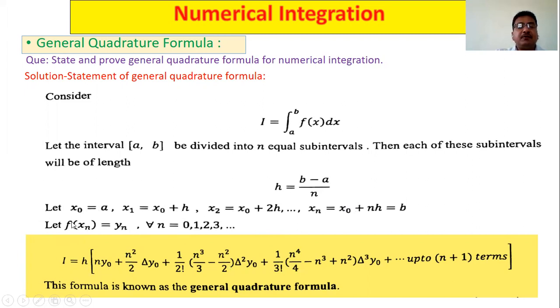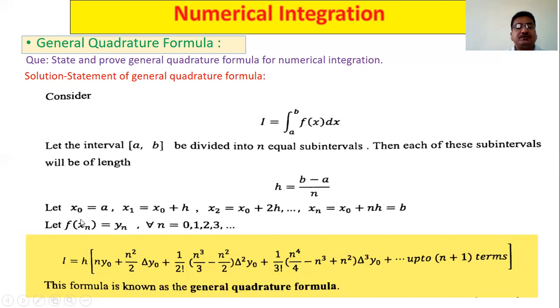And then let f of xn be equal to yn. That is, f of x0 is y0. What is the notation? f of x0 is y0, f of x1 is y1. The value of the function f(x), or y, corresponding to x0 is y0, corresponding to x1 the value is y1 or f of x1, and corresponding to x2 the value is y2 or f of x2. In this way, the corresponding value of y at xn is yn.